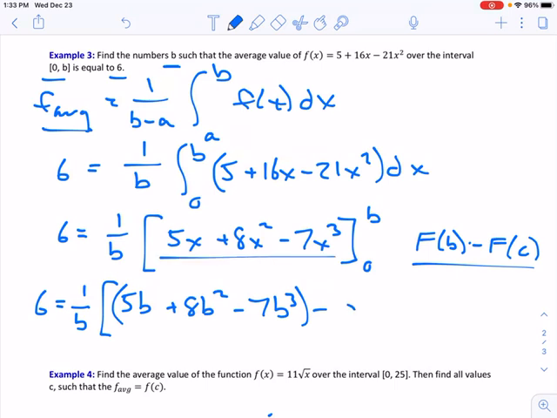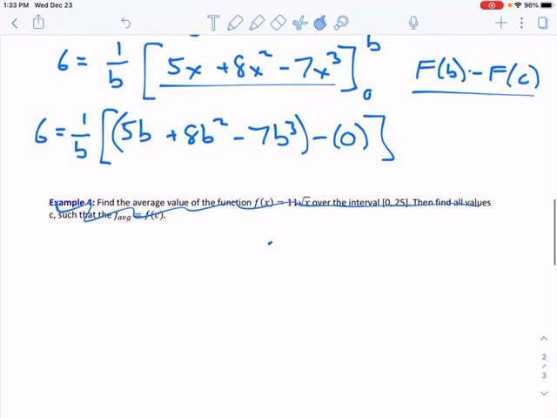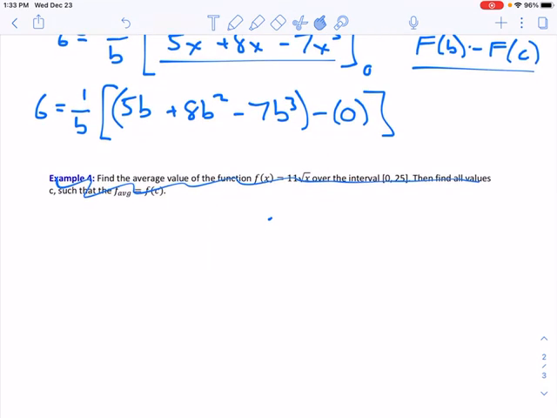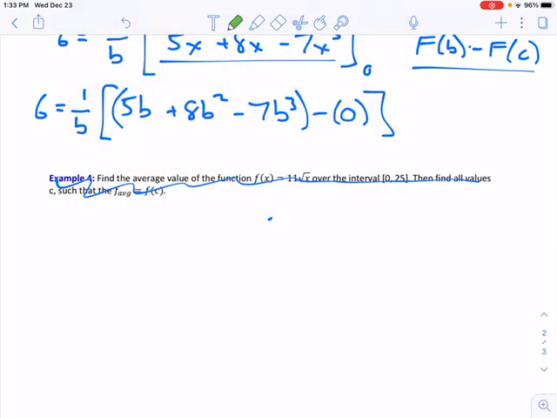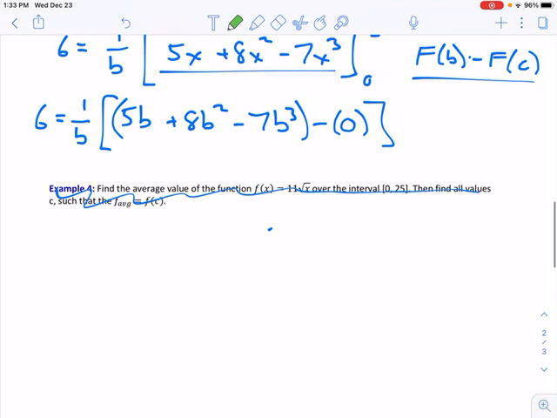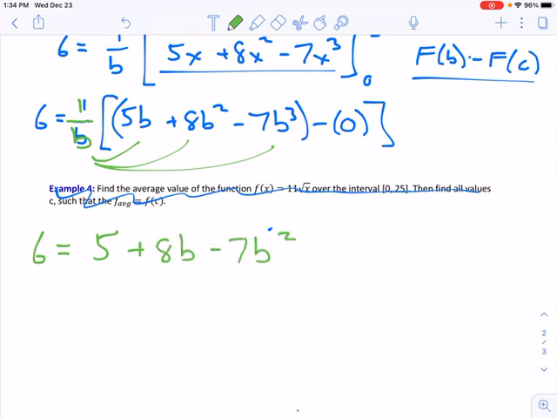Well, all of these become 0. So that simplifies things a little bit. All right, so I guess I'm going to ignore this. And let's continue. So what I can do now, which is nice, is I can cancel out some b's. So when I multiply 1 over b through everything, using the distributive property, I get 6 is equal to 5 plus 8b minus 7b squared.